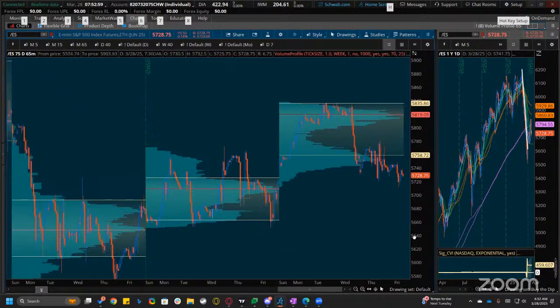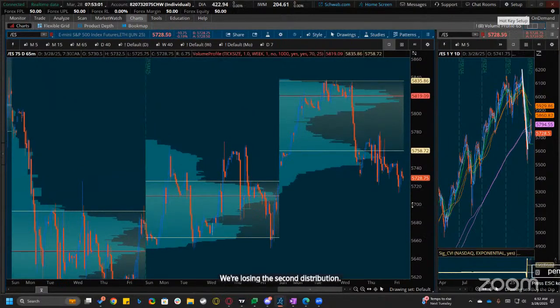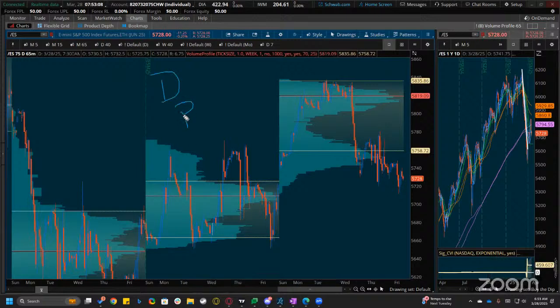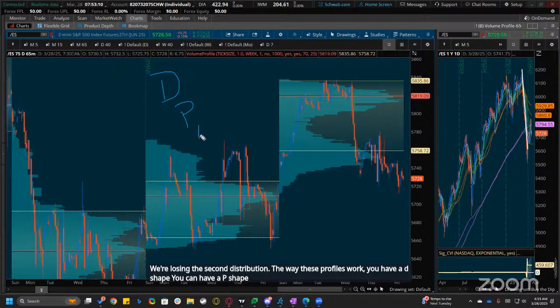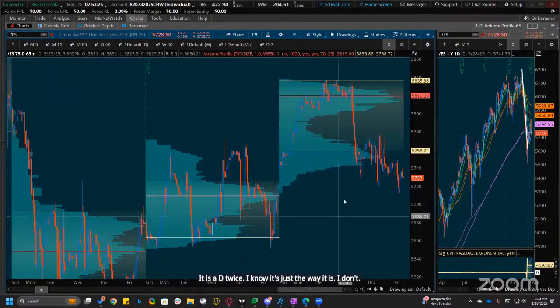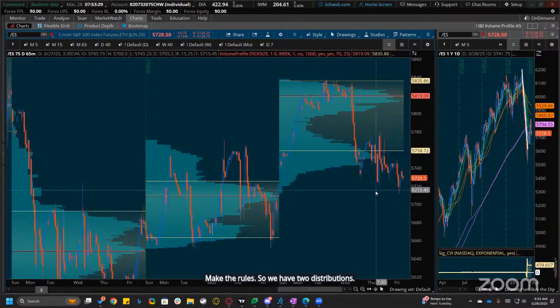We're losing the second distribution. The way these profiles work, you have a D shape, you can have a P shape, or you can have a lowercase b shape. When you have something like this, it is not a capital B, it is a D twice. I know, it's just the way it is. I don't make the rules. So we have two distributions, but we're leaving that second distribution.